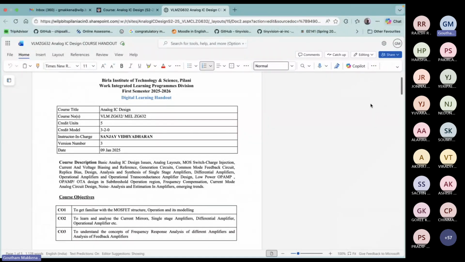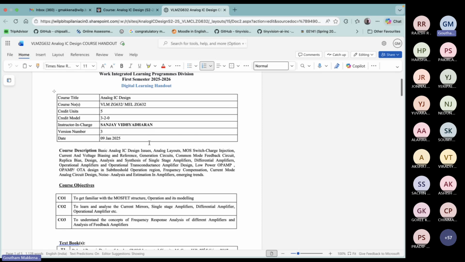Right, so let us start off with the course. So this is the course handout. Okay, so the course title is Analog IC Design. And the course number, I think we are following this one, VLMZG632. Okay. And this group, I think, falls under NSP 4, non-specific 4. Okay. And this is being taught by Professor Sanjay Vidyadharan sir.